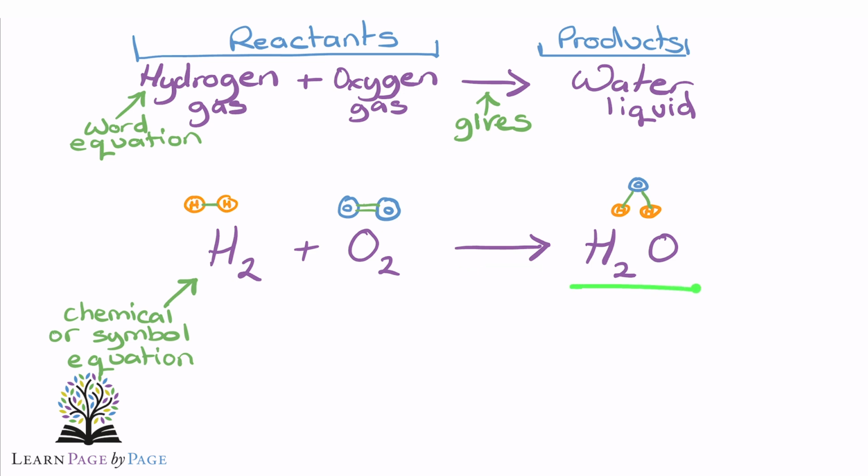But if you notice, we've got a problem here. We've got two hydrogen atoms here and two hydrogen atoms here. That's great, but we've only got one oxygen atom this side of the arrow, and there should be two.